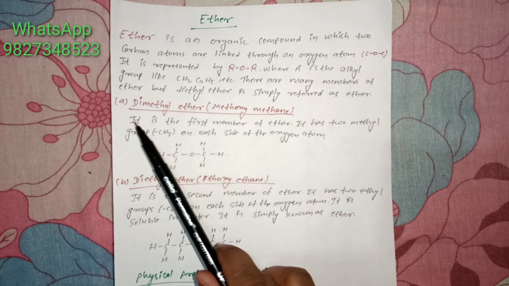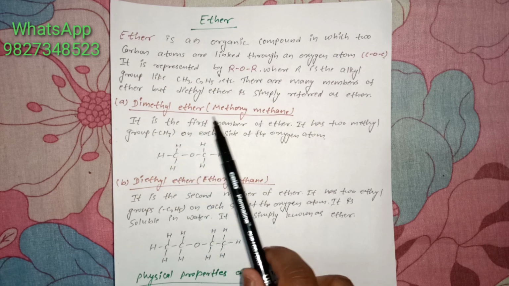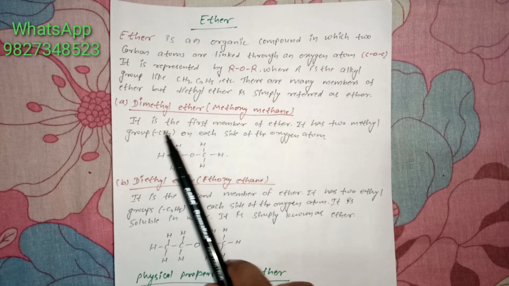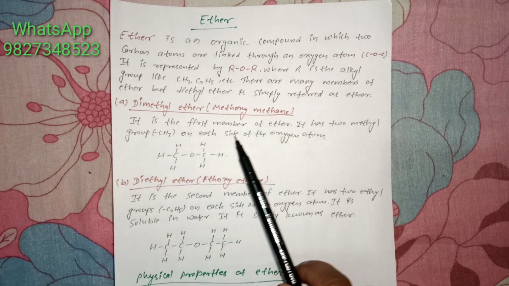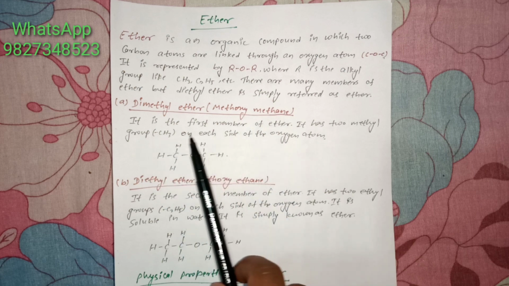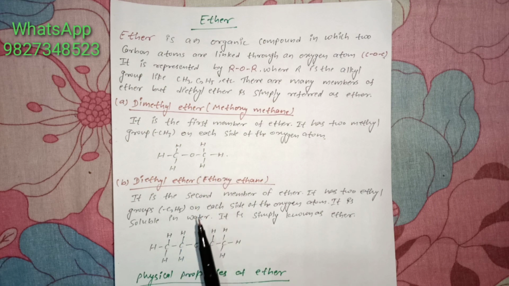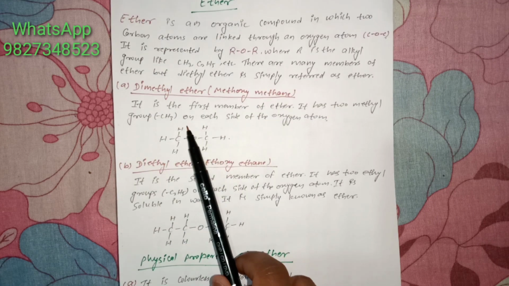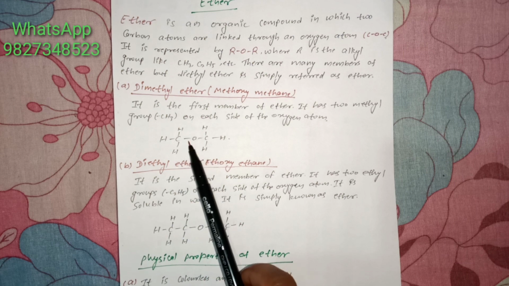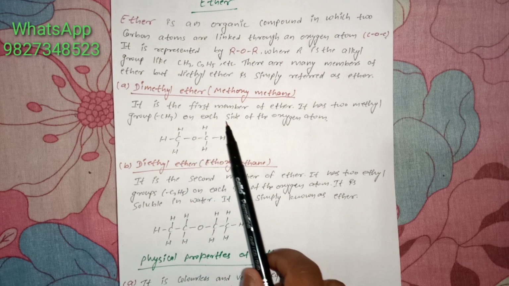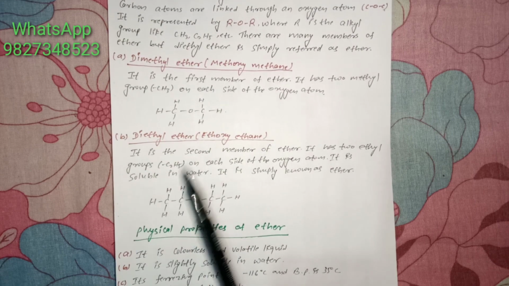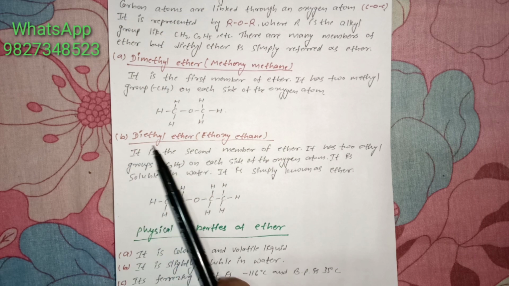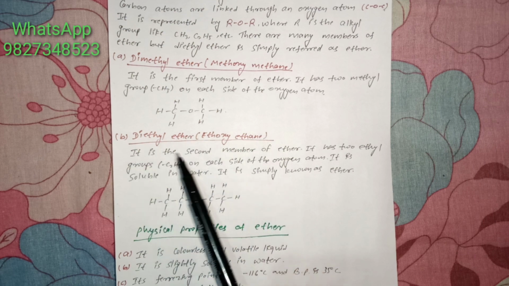Now let's see what is dimethyl ether. Dimethyl ether is also called methoxymethane. It is the first member of ether. It has two methyl groups, that is CH3 groups, on each side of the oxygen atom, and this is the structure of dimethyl ether. This is a very simple structure. There is a methyl group, oxygen, and again one methyl group. If this kind of structure appears, this is called dimethyl ether or simply methoxymethane.